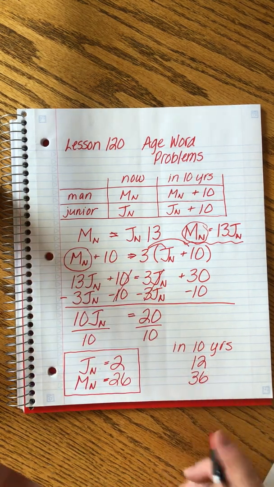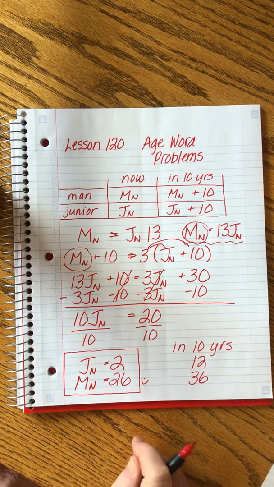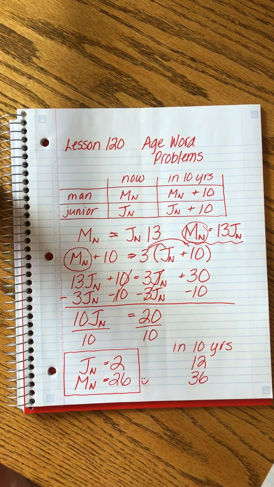We didn't need to do this. I was just having fun. This is the right answer. John wants to know how old are they now. Yay, we did it.